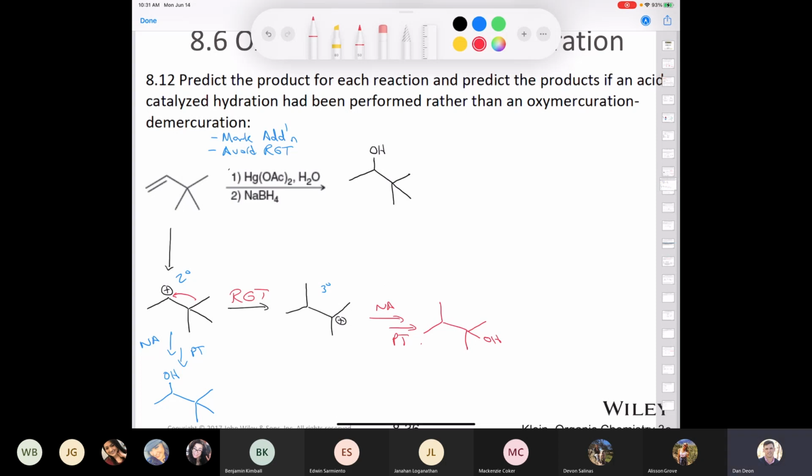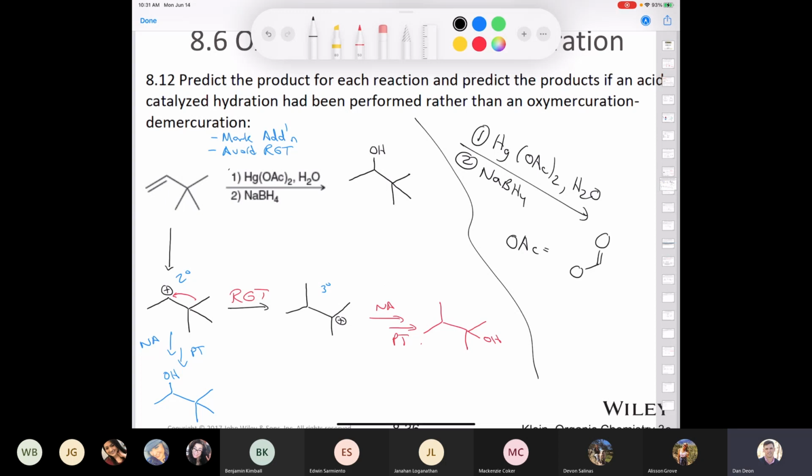Great, wonderful. So look, memorize these conditions. Step 1, Hg(OAc)2, H2O. Second step, NaBH4, sodium borohydride. Remember the Ac, so OAc means this: oxygen, and then a carbonyl with a methyl group. So if you've ever studied acetyl coenzyme A, this is an acetyl group right here.